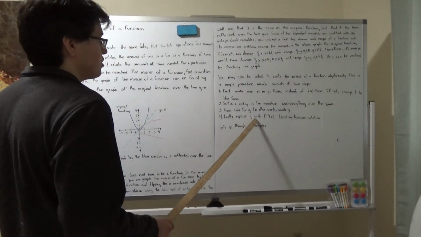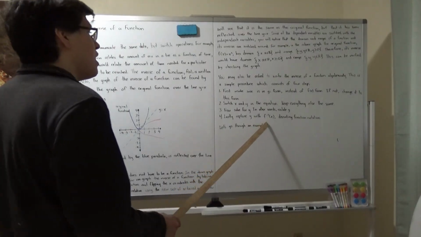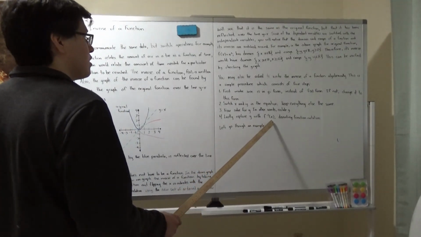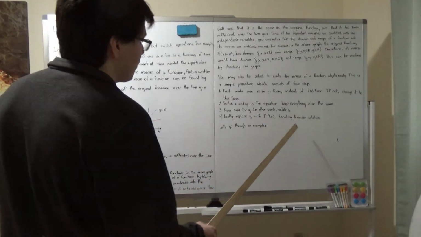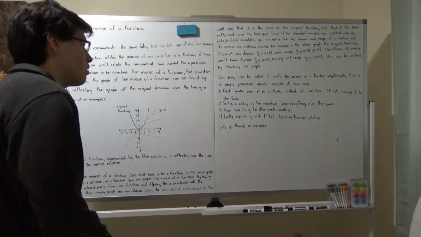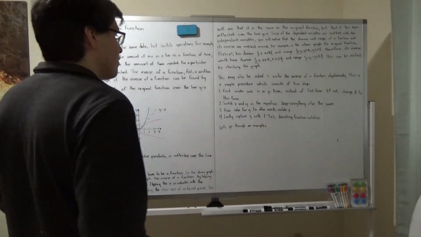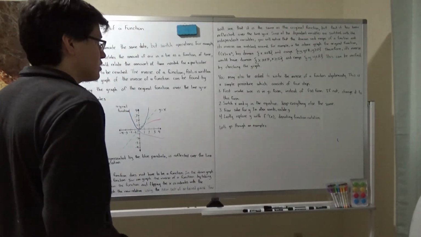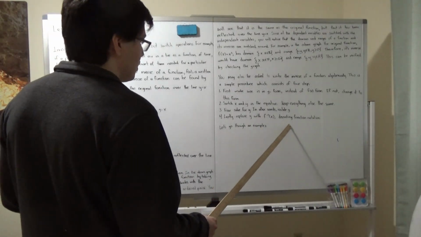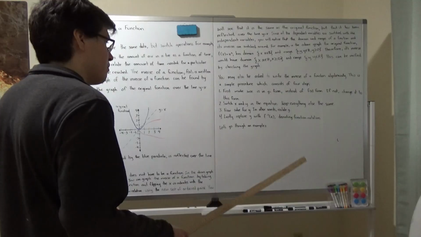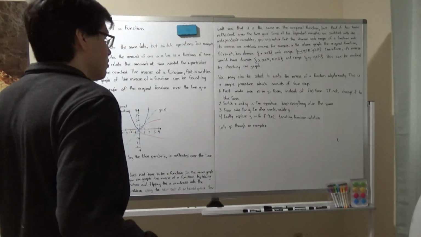The fourth step is to lastly replace y with f raised to the negative 1 of x, denoting function notation. Let's go through an example.